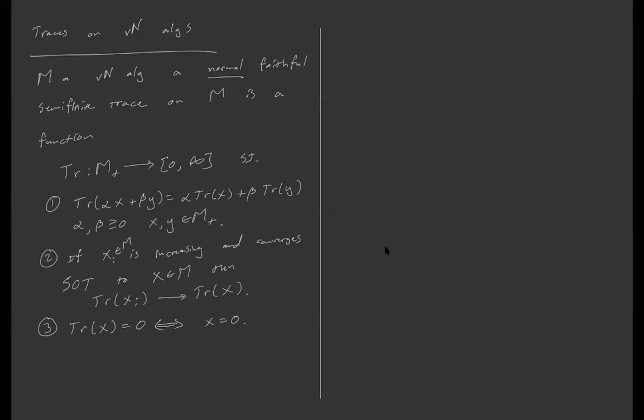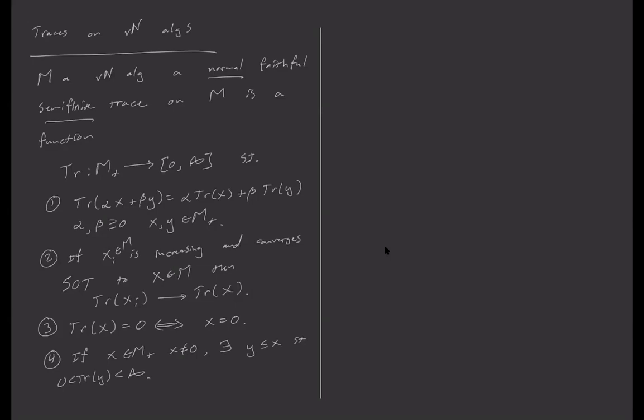Four, I want semi-finiteness. That means if we have x in the positive cone, x not equal to zero, then at least there's something under x which has finite trace. So x could have infinite trace, but we want there to exist some y less than or equal to x such that the trace of y is between zero and infinity. Otherwise, we could just define every non-zero element to have trace infinity, and that would not be a very good trace. So that's the semi-finiteness that ensures we have a reasonable condition.